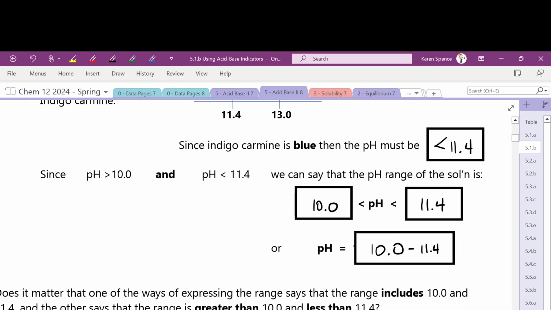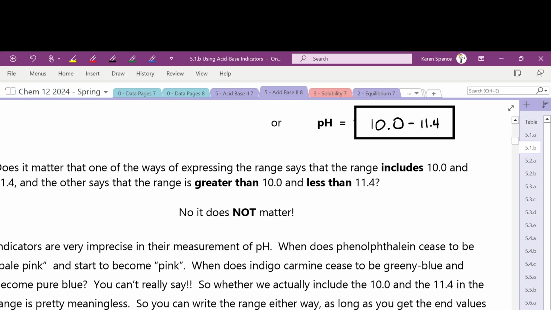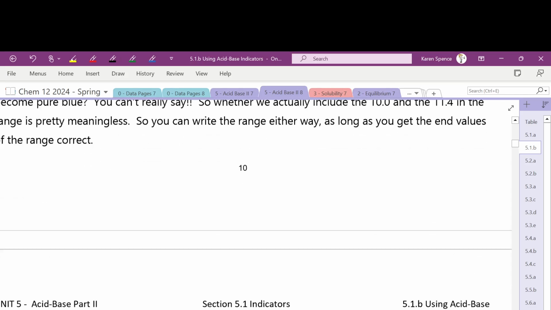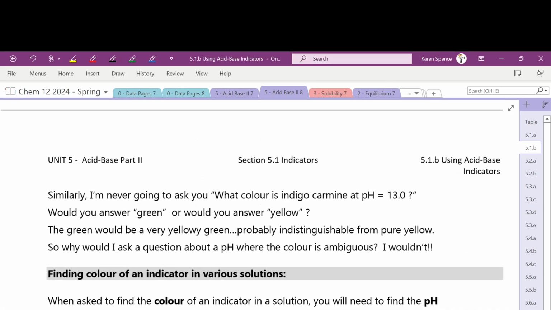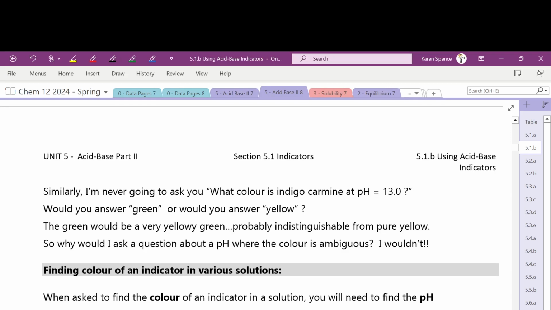Does it matter that one of these ways of expressing the range includes 10.0 and 11.4 and the other says greater than 10.0 and less than 11.4? No, it doesn't matter. Okay? I will never ask you what is the color of indigo carmine at pH 13, where it's coming out of its transition zone. I will never ask that.